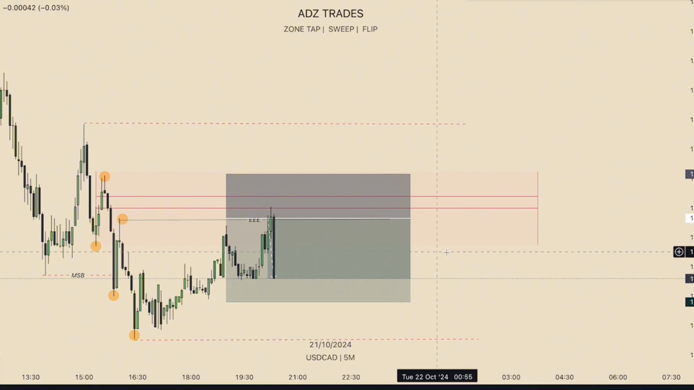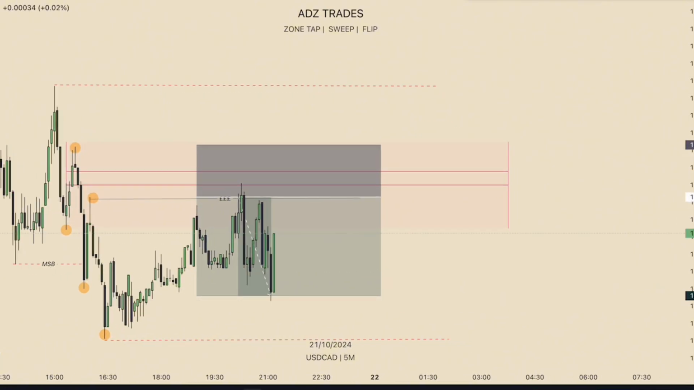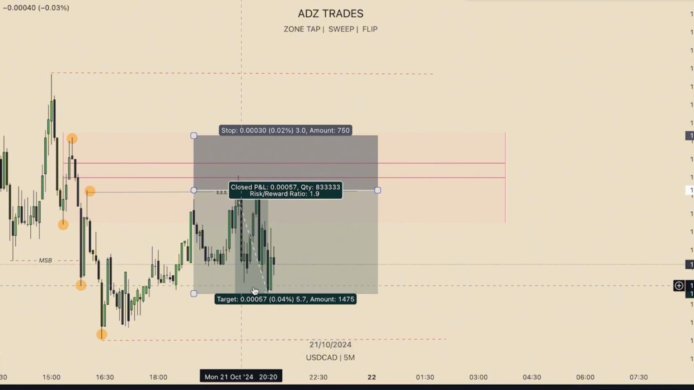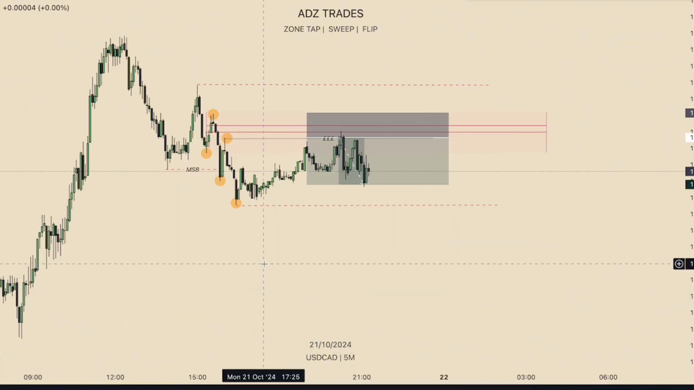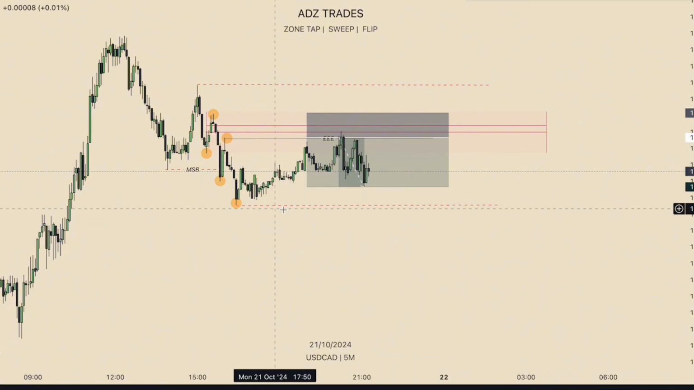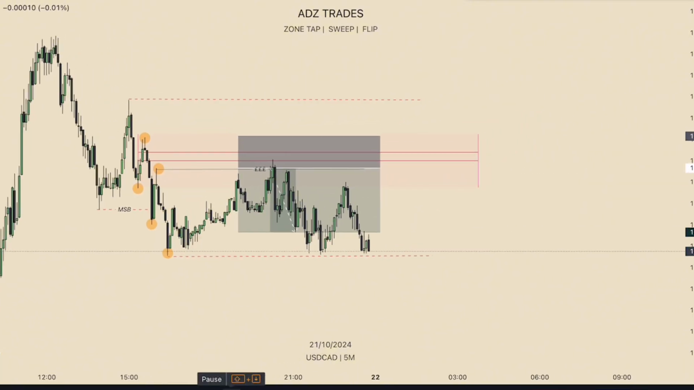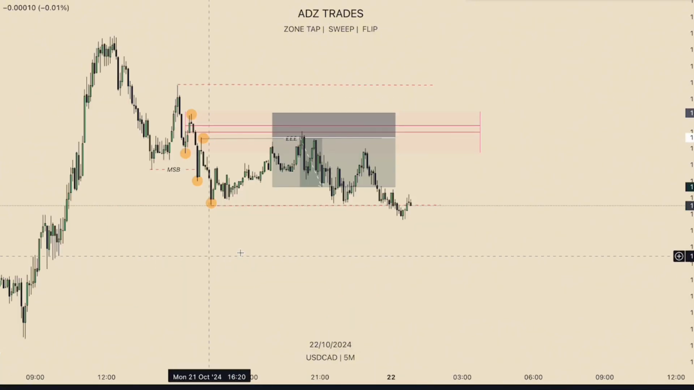Here you can see we get tagged in, a lovely rejection after sweeping this high in our supply area. We pull back and we smash our take profit 1 to 2. And like I said, I can just expect price to do what? I can expect price to run this low here because we're just continuing with the trend. And that's exactly what we do.